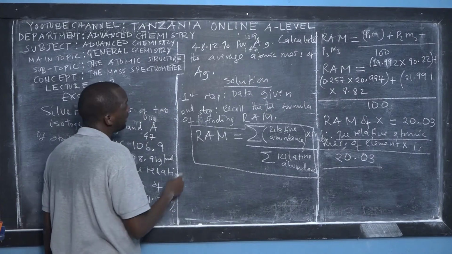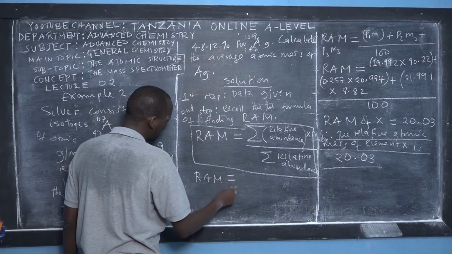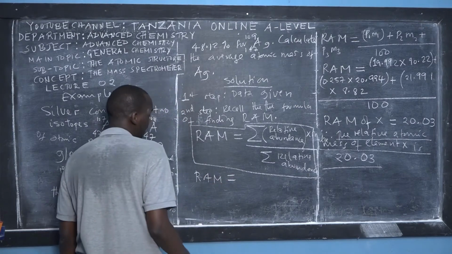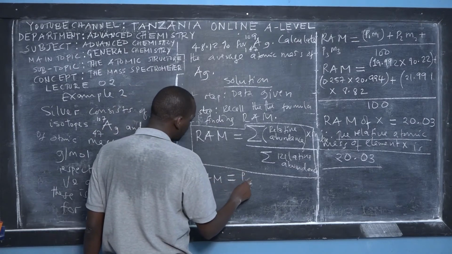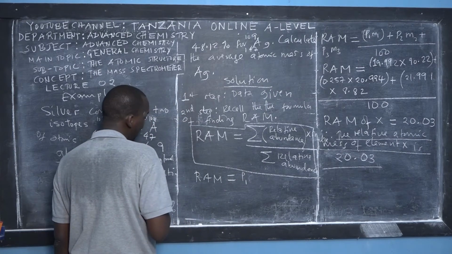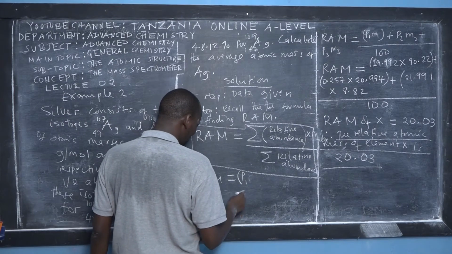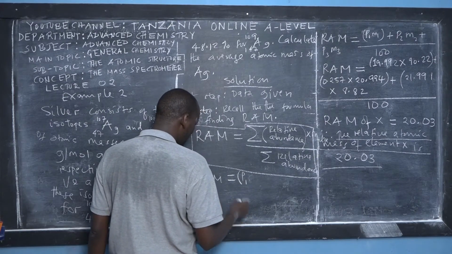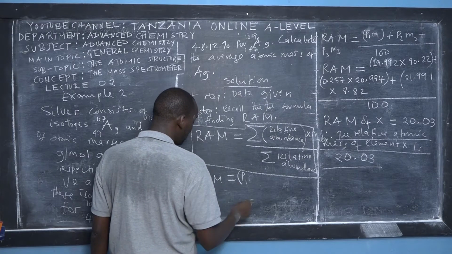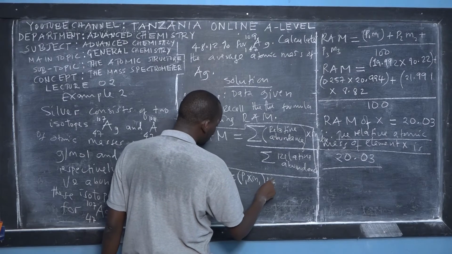So for that case, the relative atomic mass, we have the product of the relative abundance of the first peak times its mass to charge ratio.